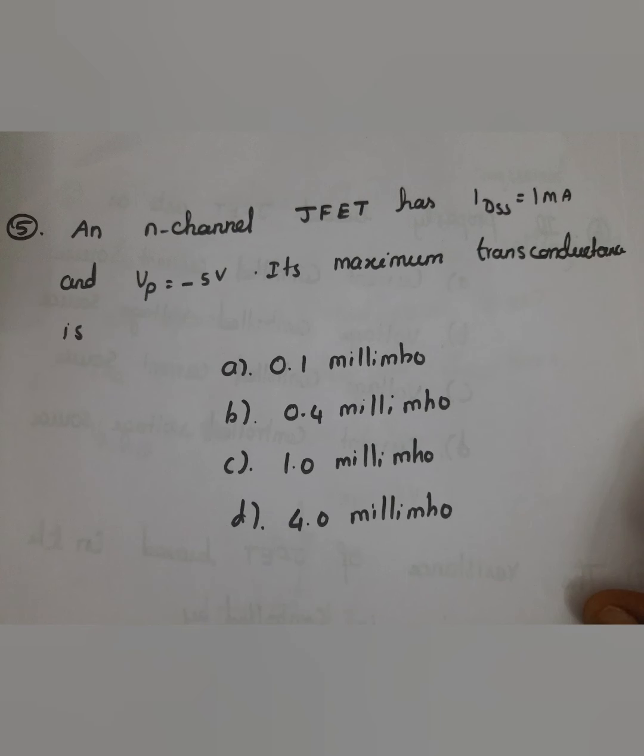Fifth question, an n-channel JFET has IDSS is equal to 1 milliamps and VP is equal to minus 5 volt. Its maximum transconductance is. And using the formula, find maximum transconductance.